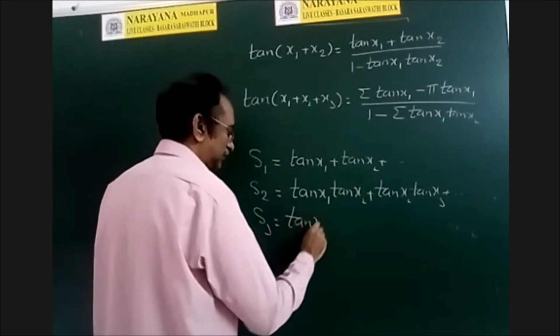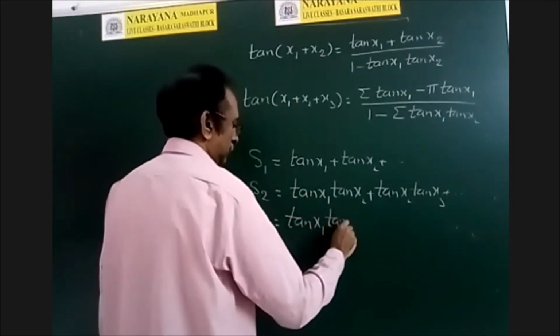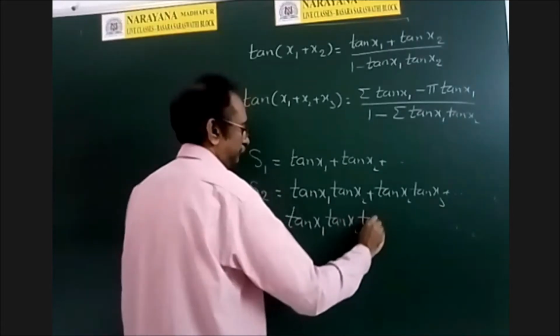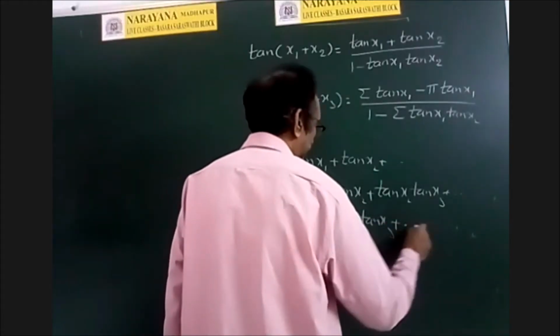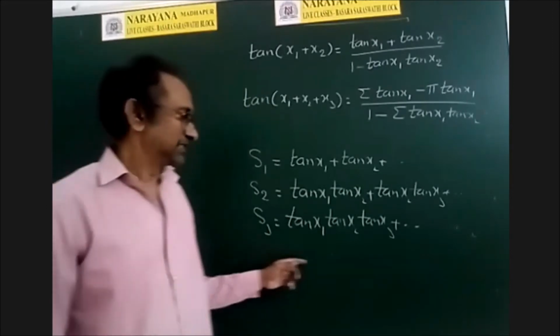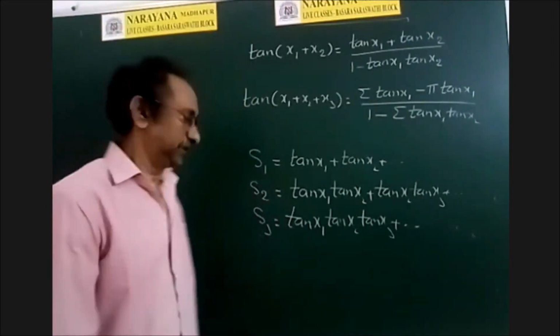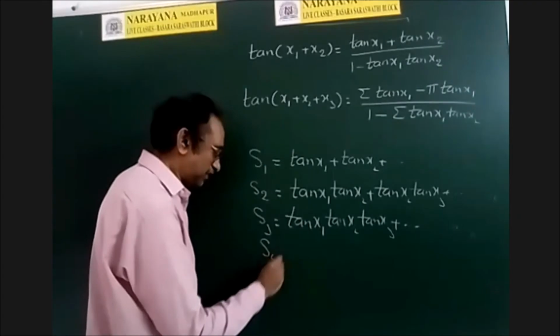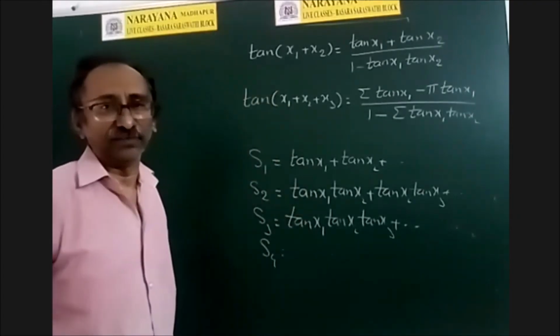And S3 is the sum of the products taken three at a time. That is tan x1 into tan x2 into tan x3 plus tan x1, tan x2, tan x4, like that. S4 is the sum of the products taken 4 at a time, like that.